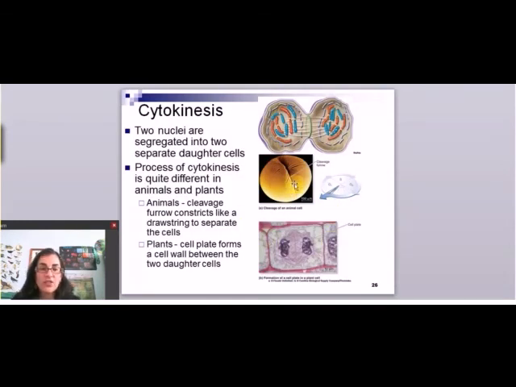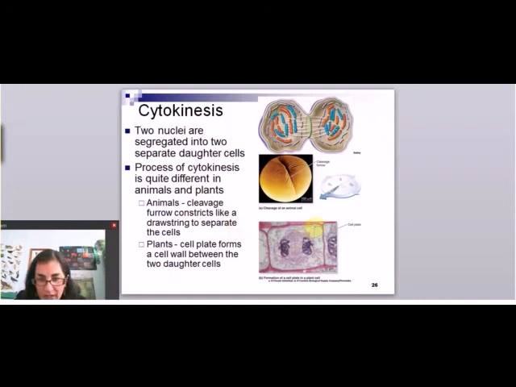So the cleavage furrow I mentioned already. You can see this is a cell in cytokinesis, and the cleavage furrow is literally pulling across it like a drawstring. It's going to separate it into 2 new cells. Plants can't do cytokinesis that way because of the cell wall.